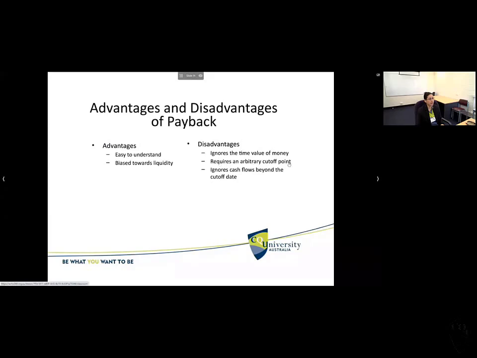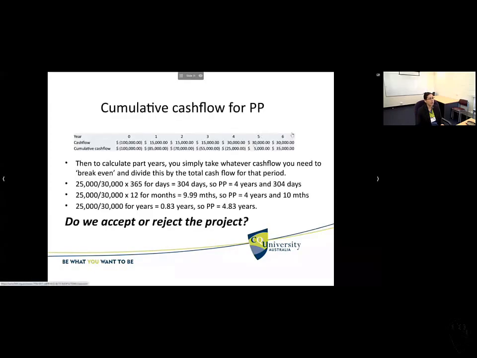It also requires that arbitrary cutoff point. As soon as you get paid back, you ignore all the cash flows after that. Okay, you ignore everything beyond that cutoff date. So remember when we were calculating cash flows, even though I indicated there were future inflows here, we ignored that. Not once did that factor into our calculation down here. We stopped once we got to year 4.83 and we ignored everything after that. So we ignored the 5,000 from this year and the 30,000. And that's a disadvantage because it's not taking into account the extra value that's being added beyond the payback period.